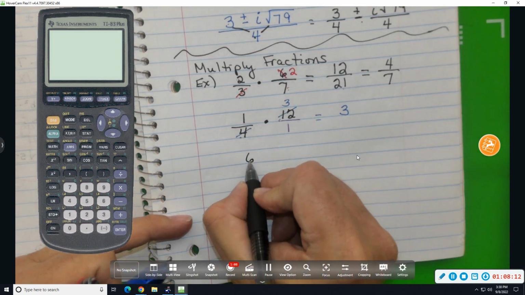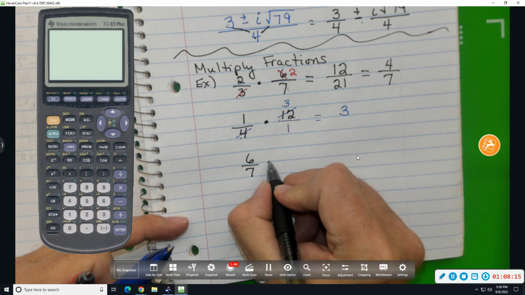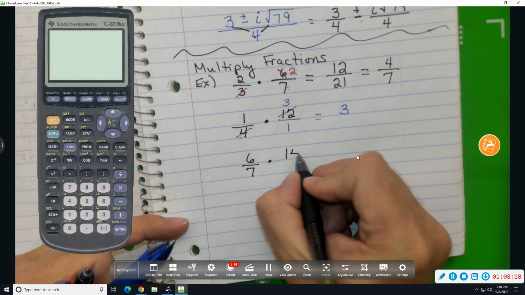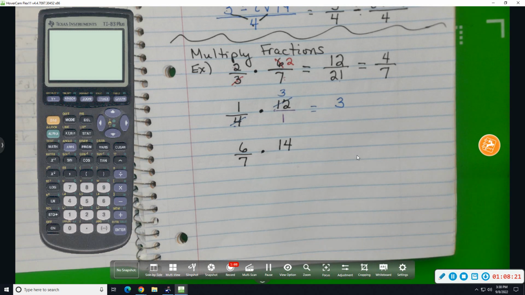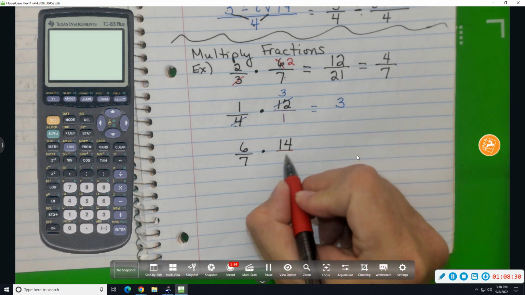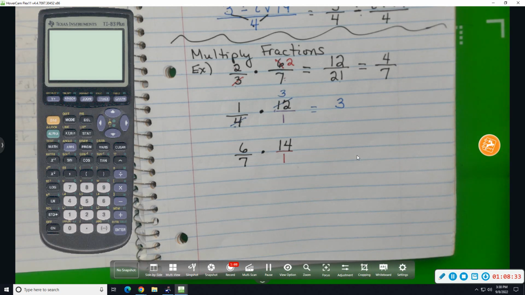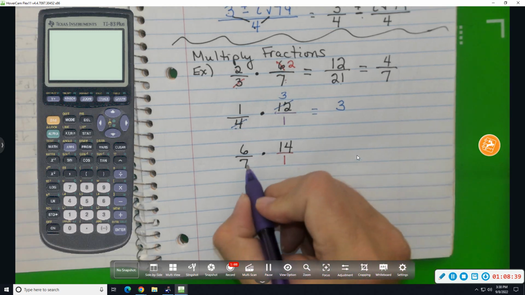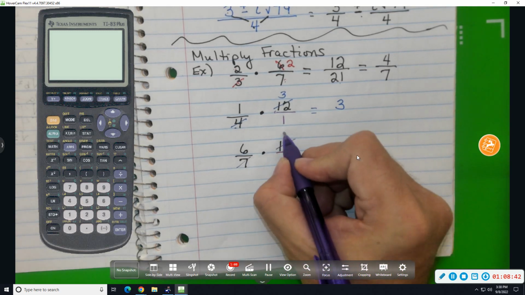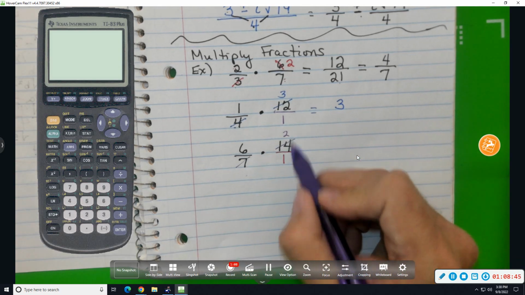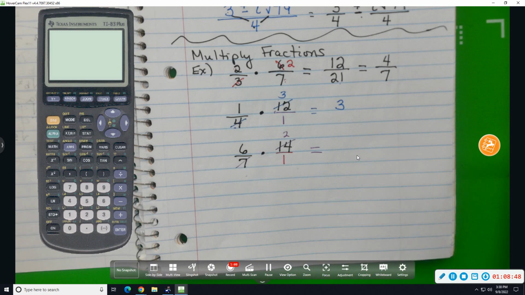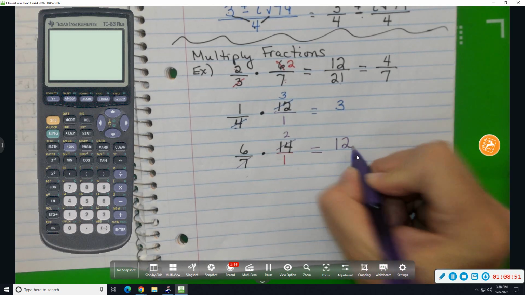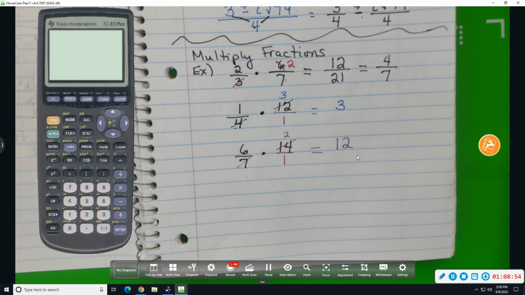What about this? 6 over 7 times 14. This will be my last review of multiplying fractions. 6 over 7 times 14. I'd write that 14 as 14 over 1. 7 goes into 14 2 times, so it's 6 over 1 times 2 over 1. What's that answer going to be again? 12 over 1, which we can write just as 12.